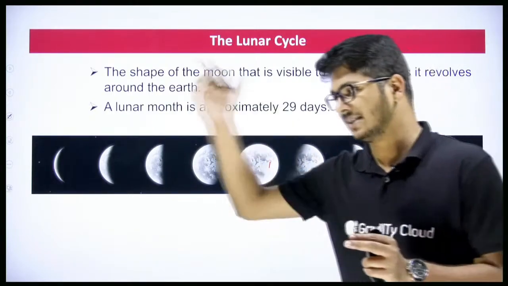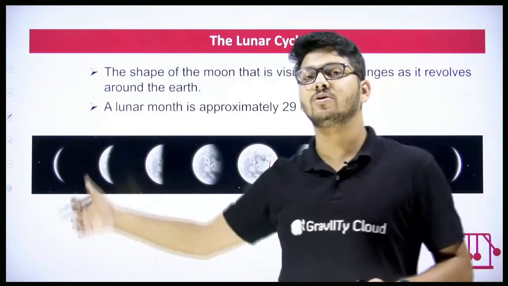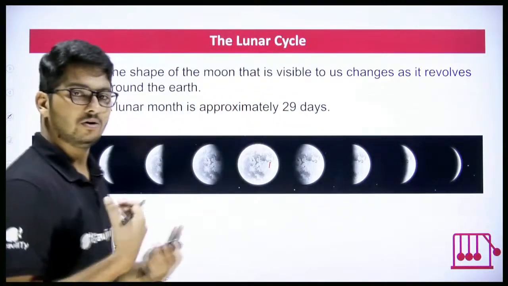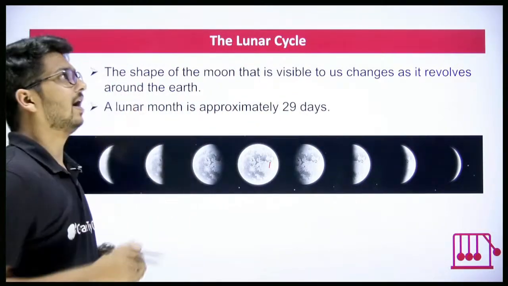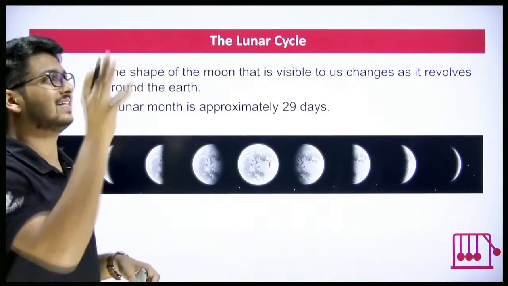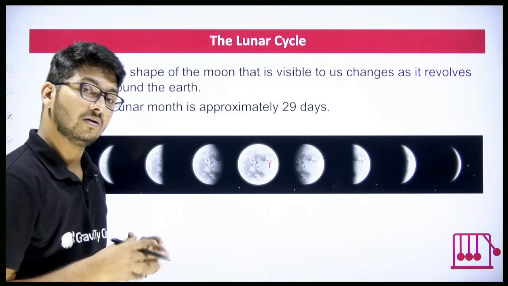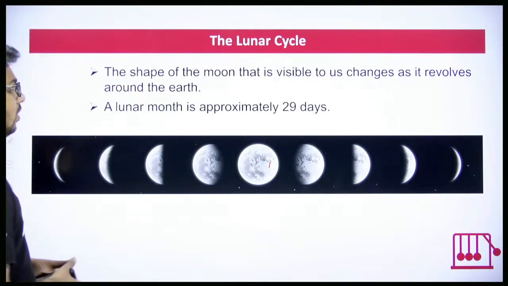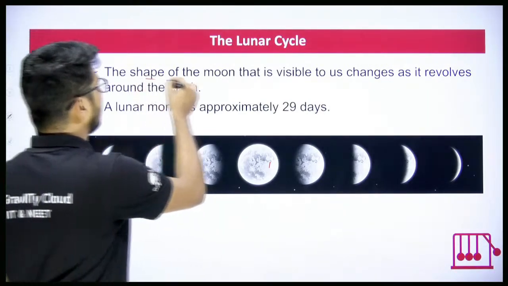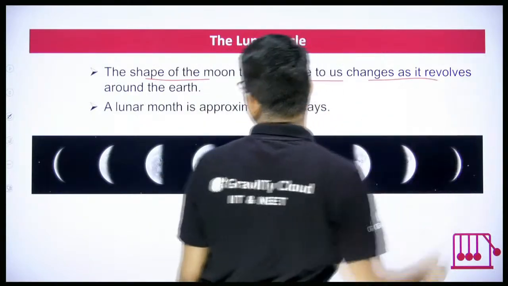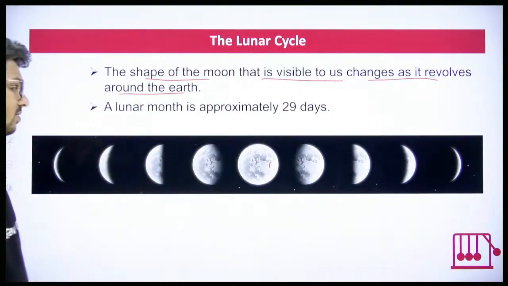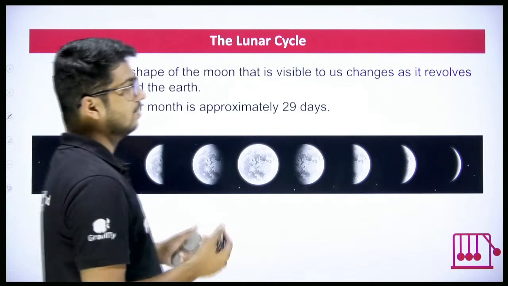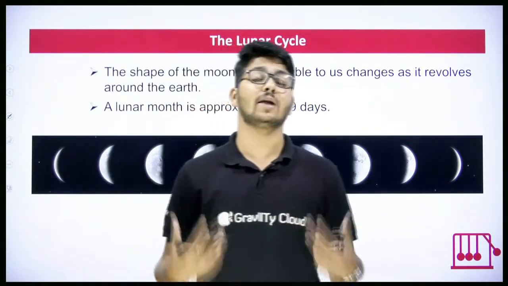Or from one full moon to the other full moon, or from one new moon to the other new moon. That we call a lunar month. You are seeing one moon today, and after approximately 29 days, you will see the same moon. It keeps on happening, so we call it a lunar month. The shape of the moon that is visible to us changes as it revolves around the earth. And a lunar month is approximately how many days? 29 days. So people also used to measure time in terms of lunar months.